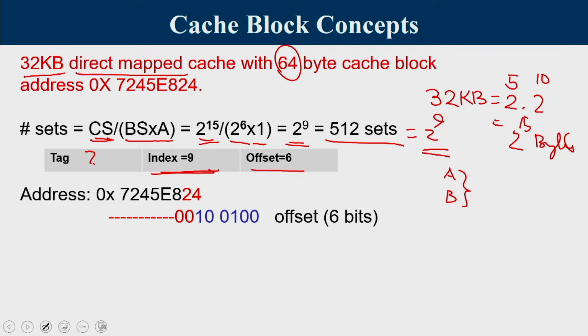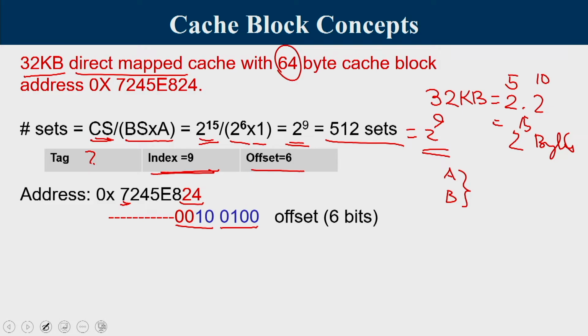0x7245E824, it is written in hexadecimal. This is a 32-bit address where each of these represents a 4-bit value. Let us take the last 2 digits in the hexadecimal notation, 2, 4. If I expand into binary, 2 can be written as 0010 and 4 is written as 0100.